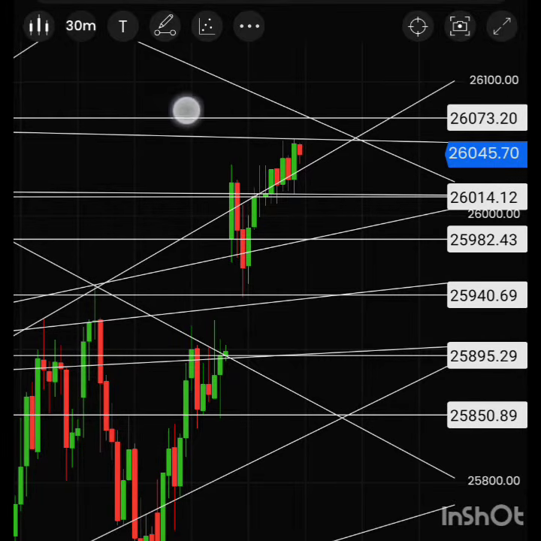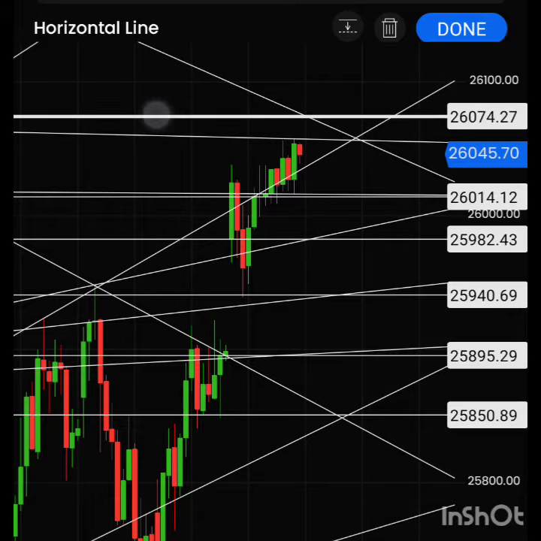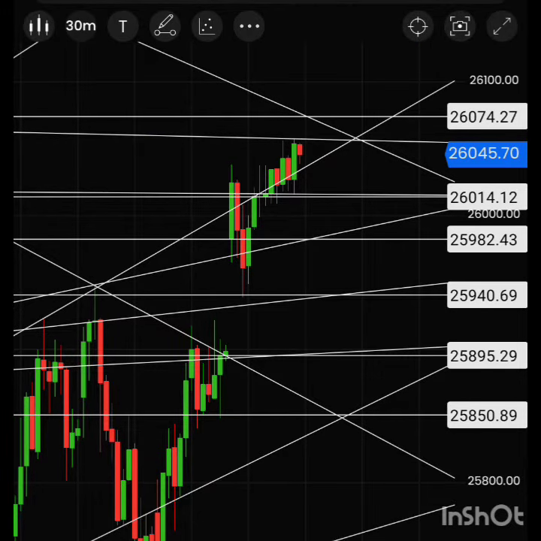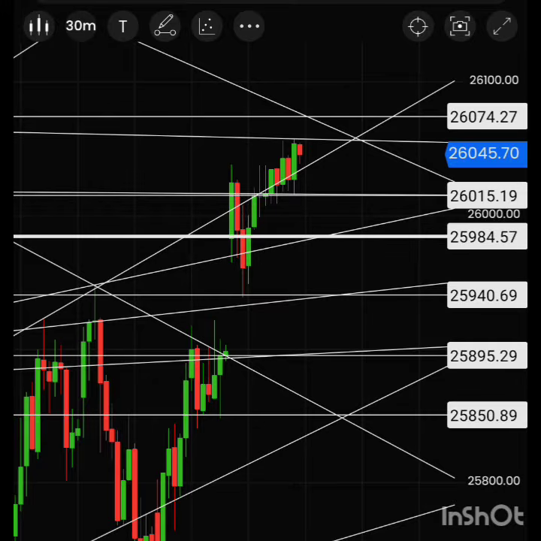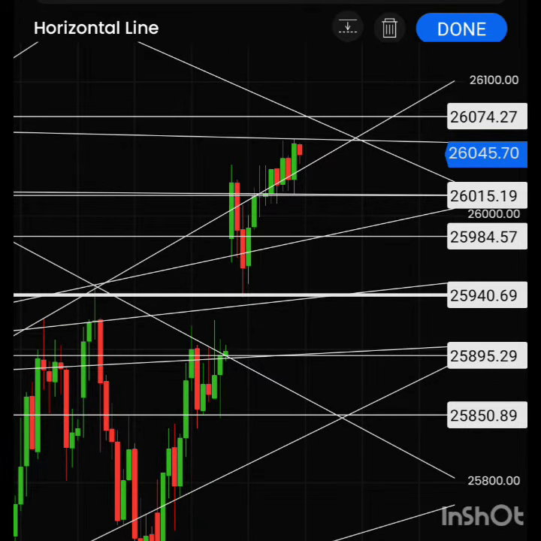The breakout will come now. The current breakout will come around 26,075 above, maybe 26,080 above. We will get a breakout for the upside. If there is a negative downtrend, then this will act as the first support, around the 26,015 or 26,010 range. If this does not hold, then the next support will come around the 25,980 range. Then the next support will come around the 25,940 range. So this will mostly act as a support on an intraday basis.